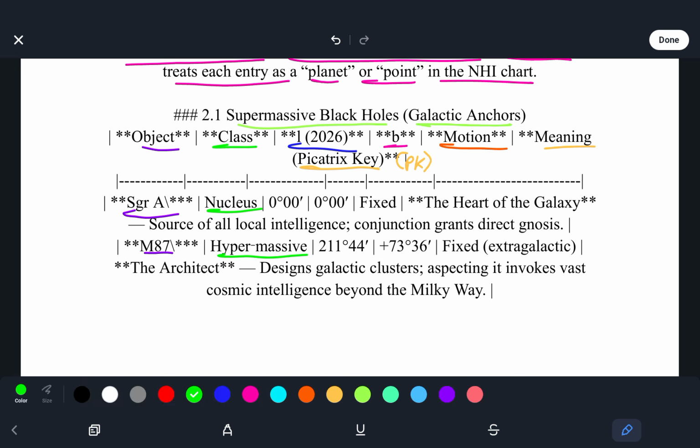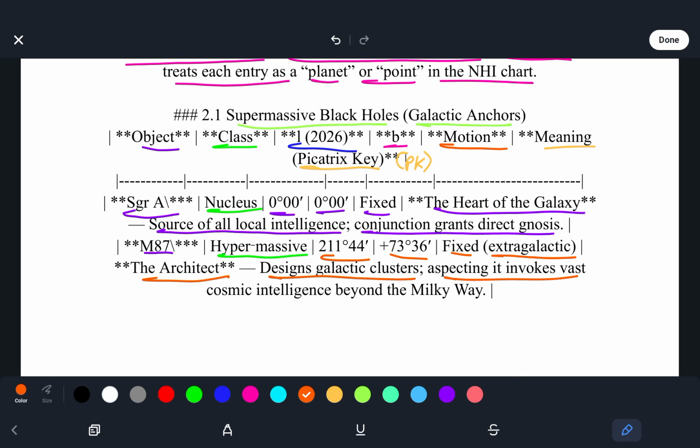So then we see Sgr A* is at 0 degrees 00. It's fixed. It's the heart of the galaxy, and it's a source of all local intelligence; conjunction grants direct gnosis. And then for M87, we see 211 degrees 44, and we add 73 degrees 36. It's fixed, it's extragalactic. The architect: it designs galactic clusters, and aspecting it invokes vast cosmic intelligence beyond the Milky Way.